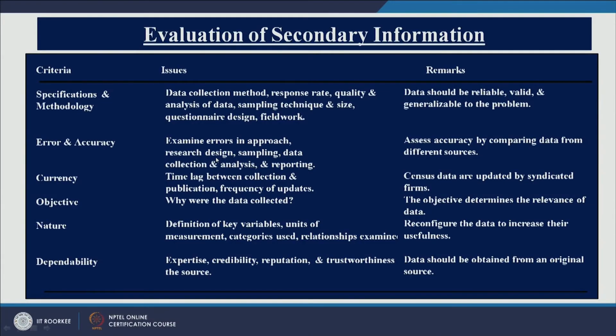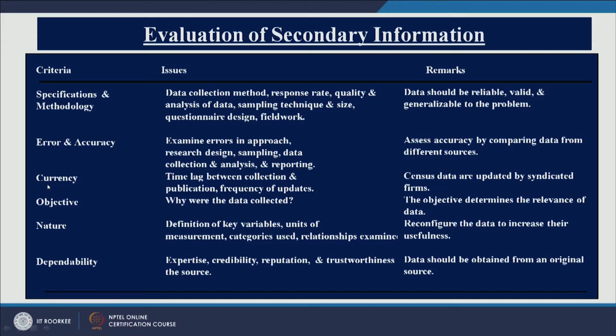Is that level of error acceptable to you? If yes, take it, otherwise do not take it, right. So, you can have issues like, let us say, research design, whether it was exploratory research design or conclusive research design, and let us say the next point can be currency, right.